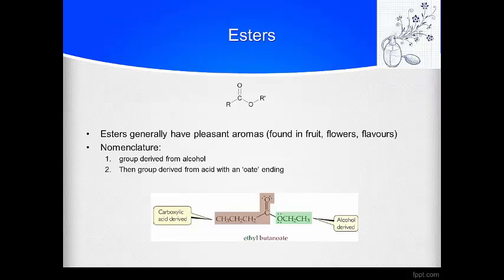Okay, so let's have a look at esters. So remember, an ester is your carbonyl with your O and a carbon group coming off it. So esters generally smell really nice, found in fruits, flowers, and flavors. The nomenclature, so you derive one group from the alcohol and the other group is with the oate. So the smaller priority group is your alcohol and your higher priority group is your oate. So in this case we've got meth-eth.